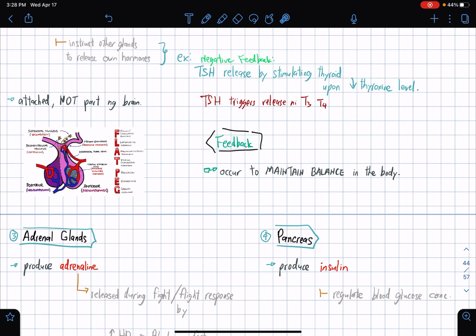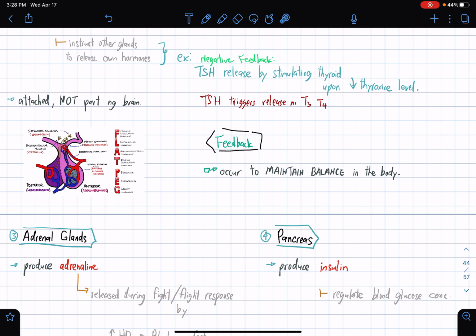So, adrenal glands, that's the third one. It is intended to produce adrenaline. Adrenaline is released during a fight or flight response by the increase in heart rate, in other words, the heart pumps faster. Number 4, pancreas. It's responsible for the production of insulin, which regulates blood glucose concentration. Well, not just insulin, also glucagon, but there has to be a reason why it's only insulin here.